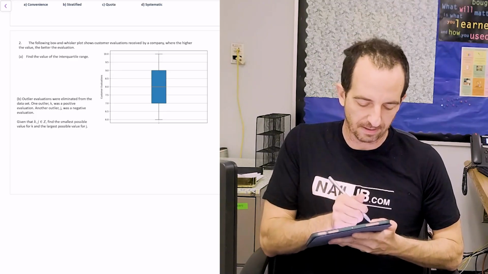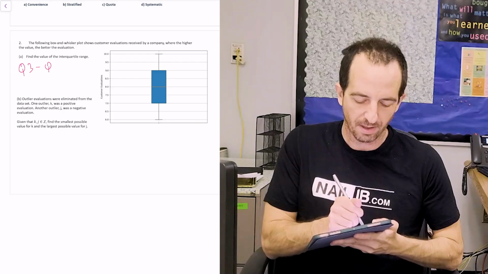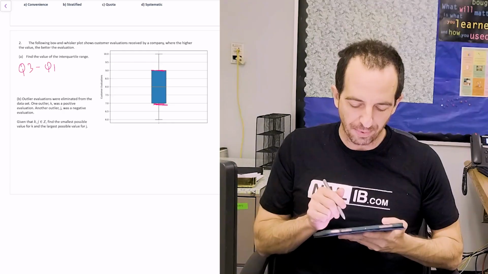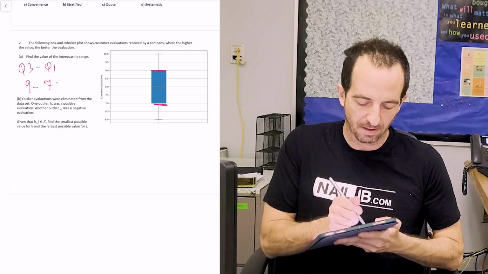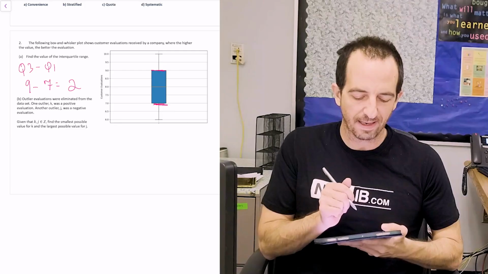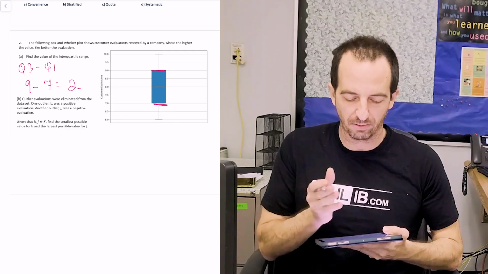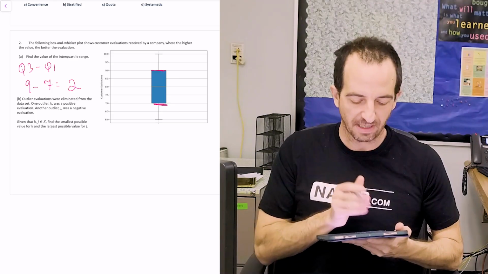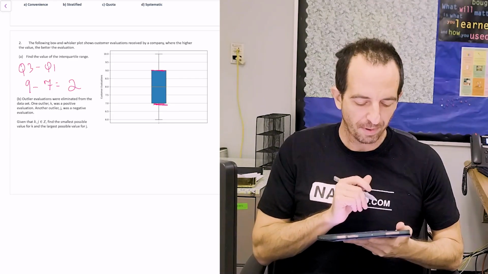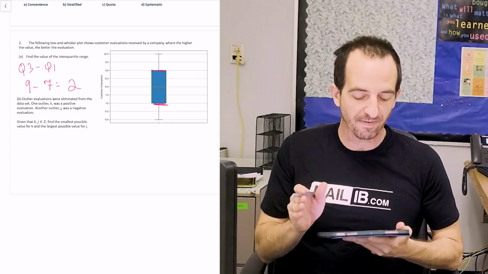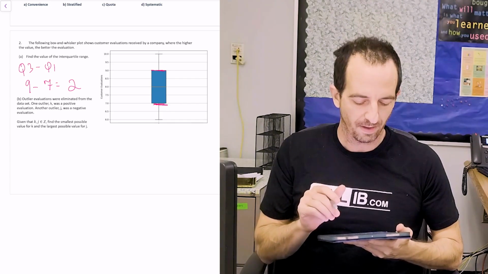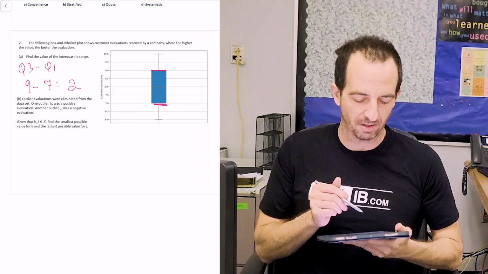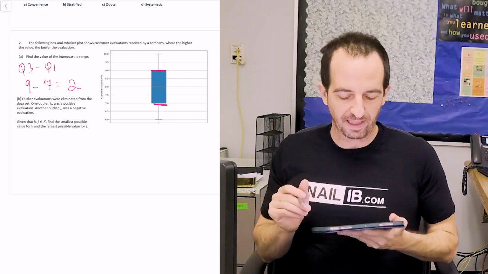And the IQR is Q3 minus Q1, the value of the third quartile minus the value of the first quartile. So in our example, it is 9 minus 7, an IQR of 2. And you might as well write that out because if for whatever reason you made some sort of sloppy error, at least you could get partial credit. And now in part B, so that's the value of the interquartile range. In part B, they tell us that the outlier evaluations were eliminated, so it's not even in our data. One outlier, K, was a positive evaluation. Another outlier, J, was a negative evaluation. And these are integers. Find the smallest possible value for each.